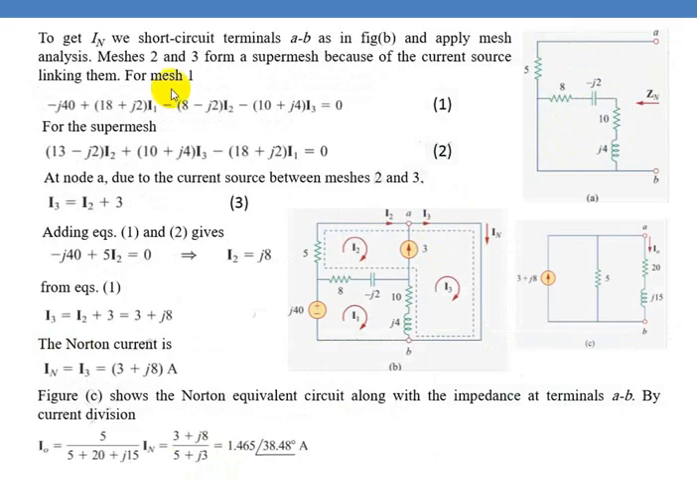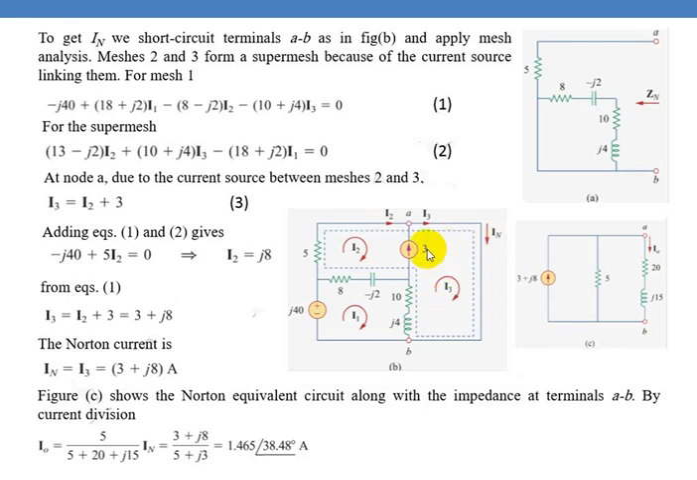To find out the Norton current, you take this circuit and create a short circuit across the terminals AB and find the current in this branch. So now what we'll do is, if you look at this circuit, we will use mesh analysis to find out the current in this mesh, that is I3. If you know I3, this will be equal to IN.